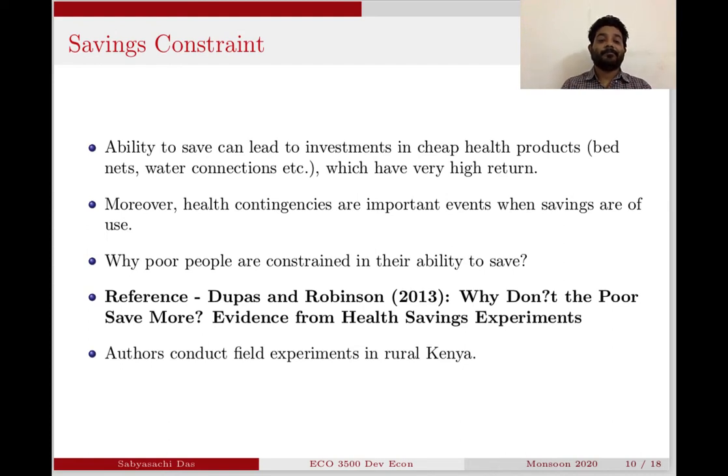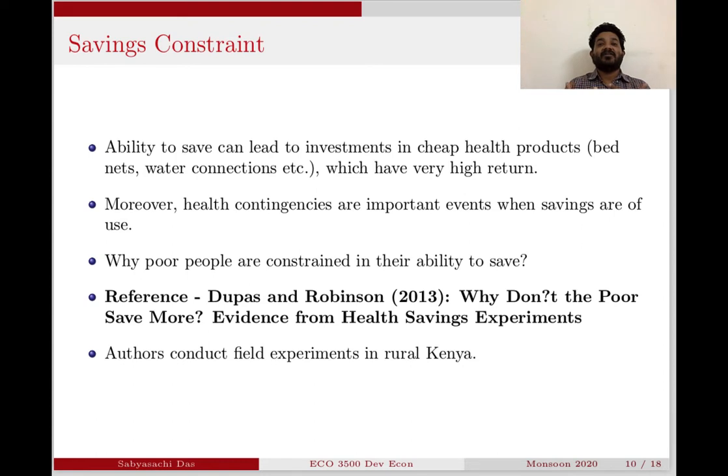Moreover, even if you don't want to invest in this kind of preventative health products, you can also meet health contingencies if you are able to save more, right? And that goes back to the insurance issue. So we are thinking about a context where health insurance is not available. So you have to meet your health contingency with cash, and for that also you need savings in a world where you face an insurance constraint. Okay.